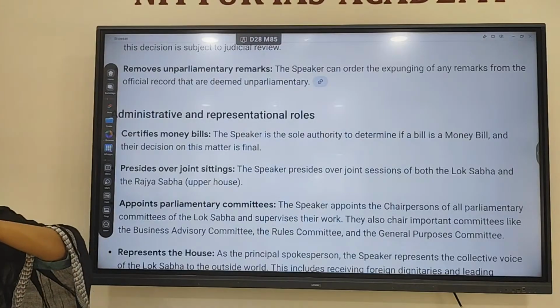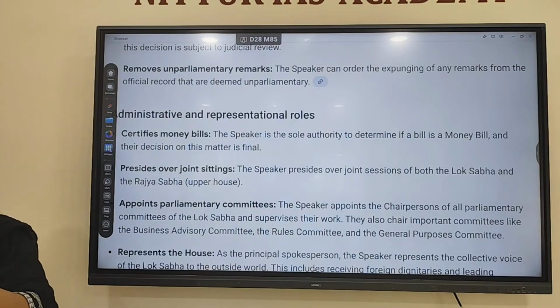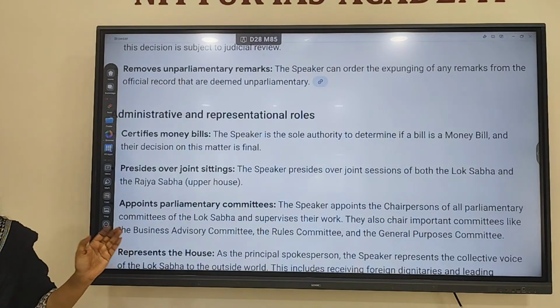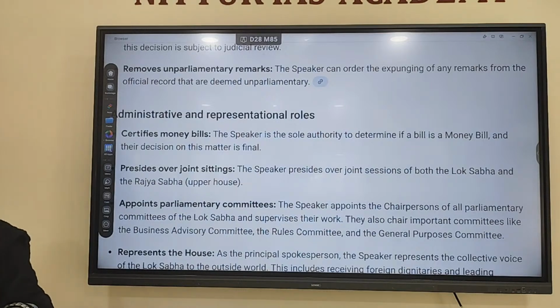Next, the speaker is the one who will preside over the joint sitting. Joint sitting means the 2 houses, Lok Sabha and Rajya Sabha, are brought together, and the one who conducts those sessions is the speaker. There will be no chairman for the joint sitting. Understood? When there is a joint sitting, who will preside? The Speaker of the Lok Sabha will preside.